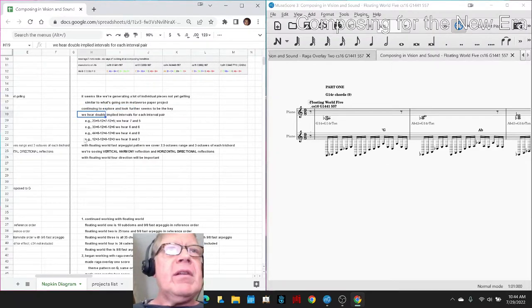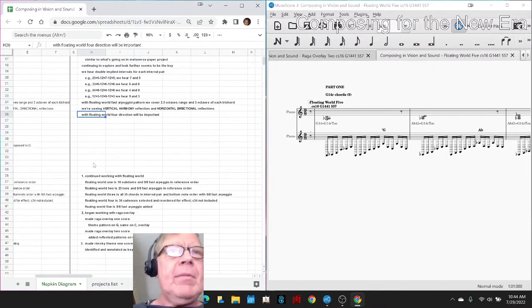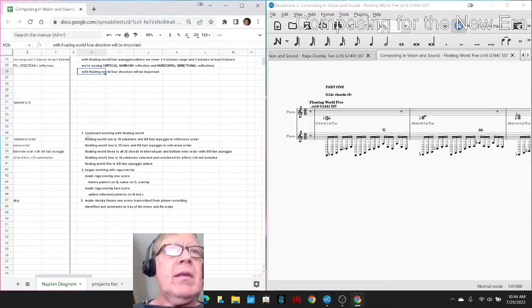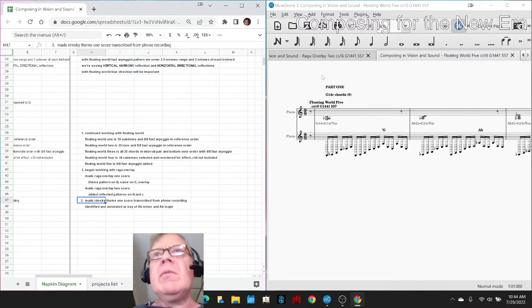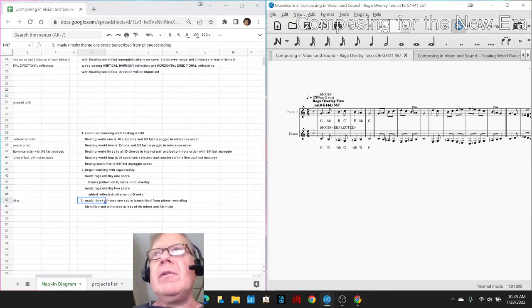So we had a bunch of reflections as we dealt with these different compositions. We dealt with a composition series called Floating World, Raga Overlay, and Rimsky Theme. So what we're going to do is simply play for you these three pieces.